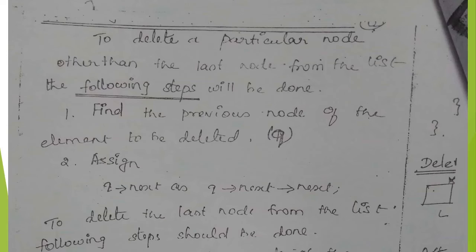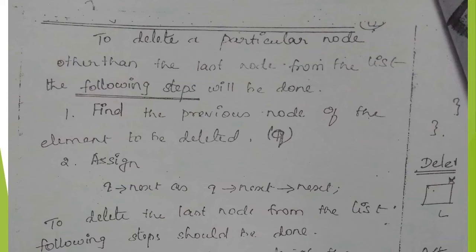To delete a node, we have to use the delete operation in a singly linked list. In the delete operation, to delete a particular node other than the last node from the list, the following steps should be done. Find the previous node of the element to be deleted and name it as Q. Assign Q's next node as Q's next node's next node. So Q's next node will be deleted from the list.